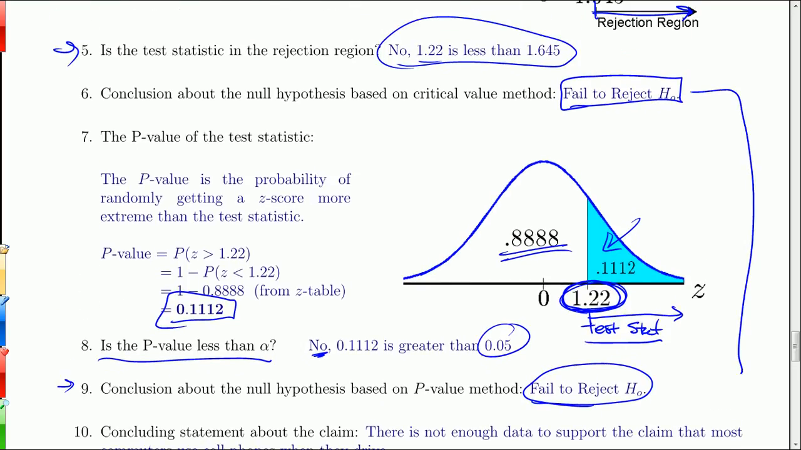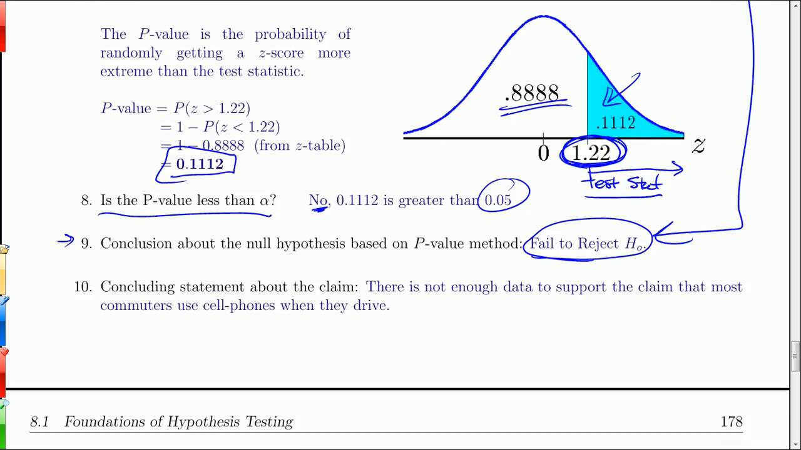What's important is these two will never disagree. And you really only have to do one way. As we get further into the chapter, sometimes you'll do one method, sometimes you'll do another method. But to complete the hypothesis test, there's no need to do two, unless you're specifically requested.